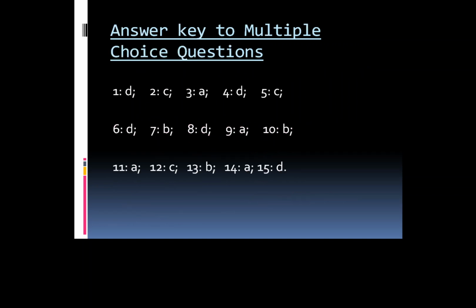At the end, we provide answer key to multiple choice questions. Question 1, the correct answer is option D. Question 2, the correct answer is option C. Question 3, the correct answer is option A. Question 4, the correct answer is option D. Question 5, the correct answer is option C. Question 6, the right answer is option D.